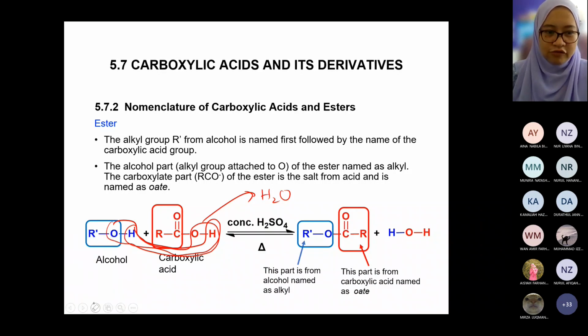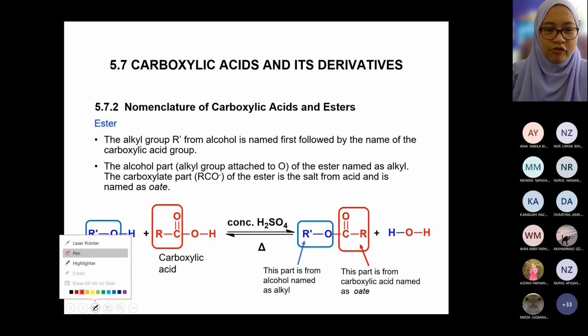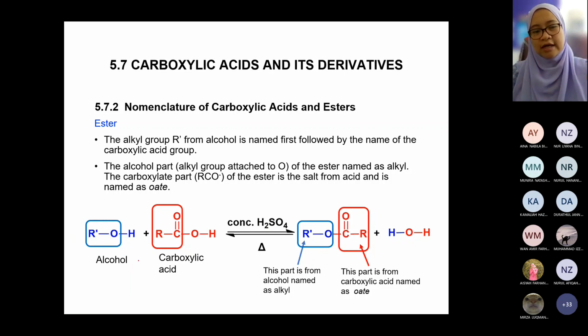Okay. Tu you dah confuse kat situ. Ingat, OH daripada carboxylic acid yang akan keluar dan combine dengan H daripada alkohol jadi water. Okay, right. So this part right here yang ada double bond is the carboxylic acid punya part. Then it should end with OATE. Tapi naming untuk the carboxylic acid punya part semua sama macam yang awal-awal yang kita dah belajar tadi.